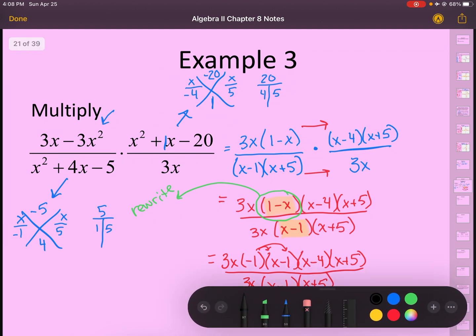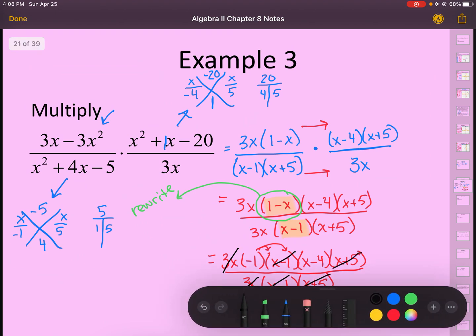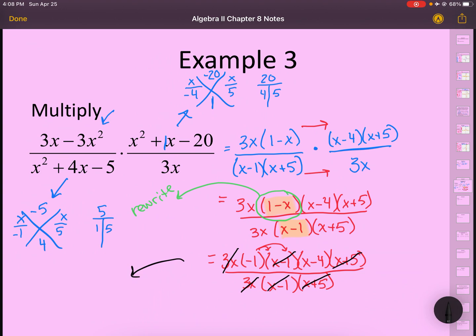Okay, so now we can go cancel some stuff out. So the 3x can go away, x minus 1's go away now, and the x plus 5's. So we're left with a negative 1 up top, nothing in the bottom, and I still had up top in the numerator x minus 4. But if we distribute that back to it, because it's just a constant, that is negative x plus 4, because two negatives made a positive. So out of all that, I'm just ending up with negative x plus 4.